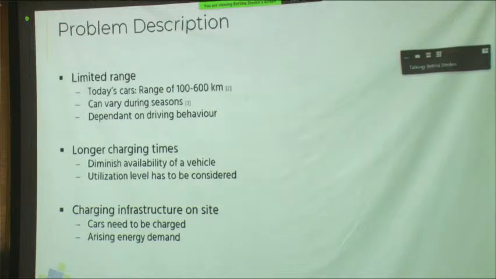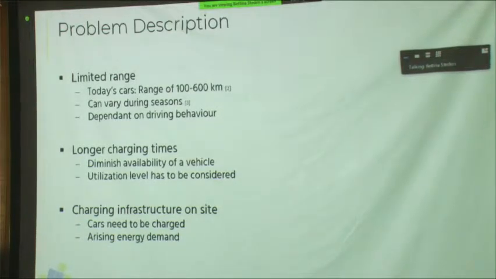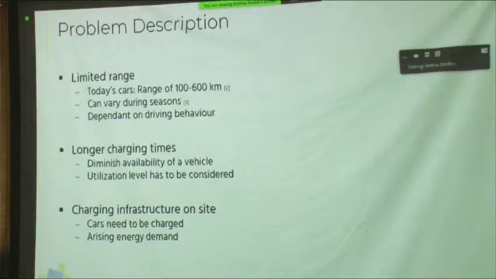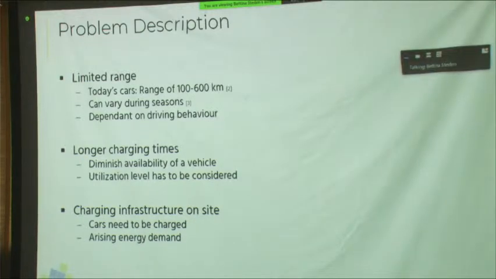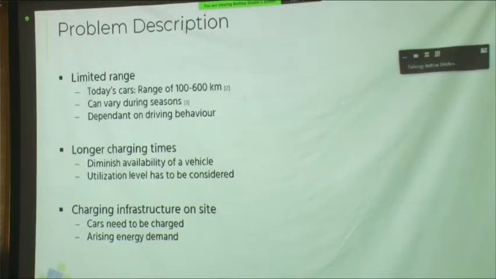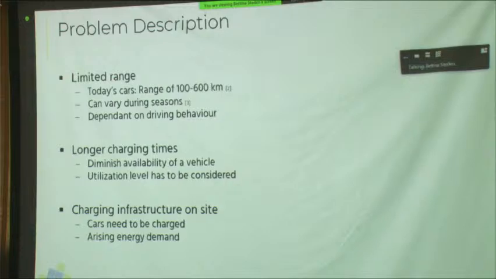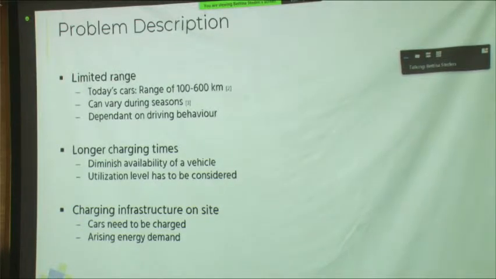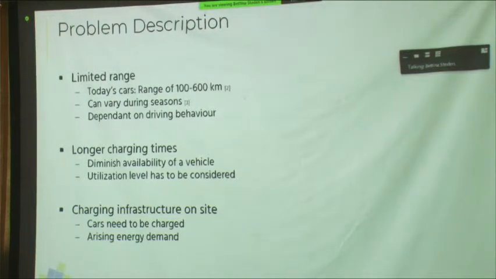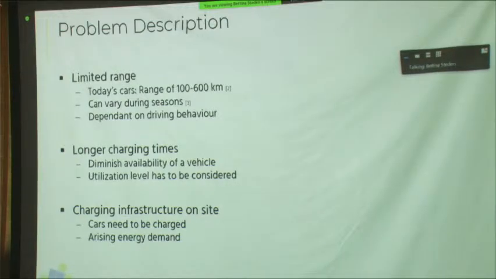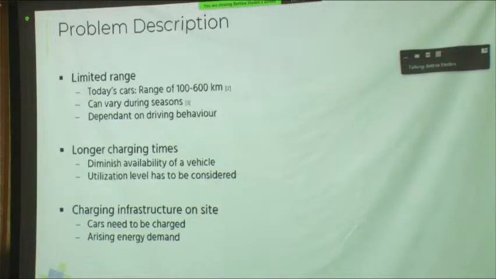So, what problems arise on an operational level? We've got a limited range of electric vehicles. The cars have a range of about 100 to 600 kilometers nowadays, but this is very dependent on the driving behavior of the driver, or for example, it's also dependent on the season. For example, in European winters, due to heating, the range can be diminished by up to 40%, which has to be taken into consideration in planning.